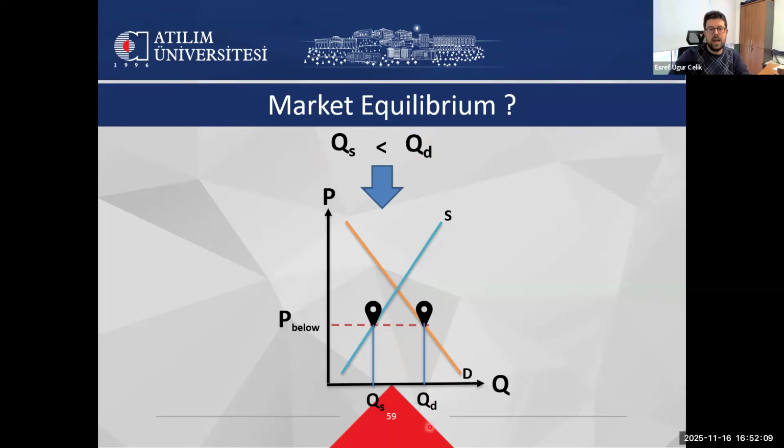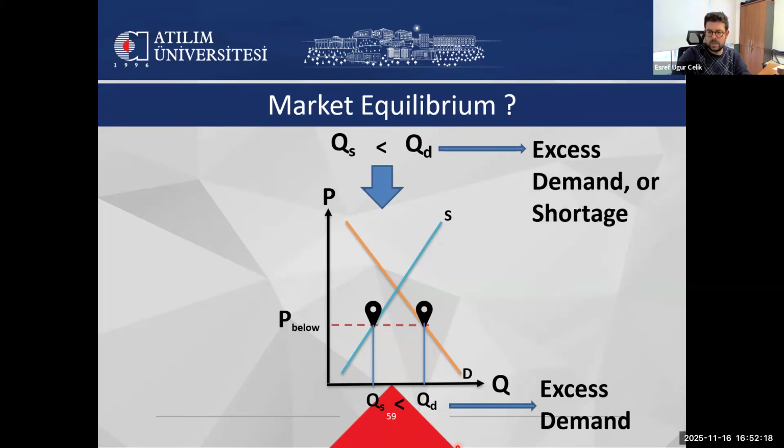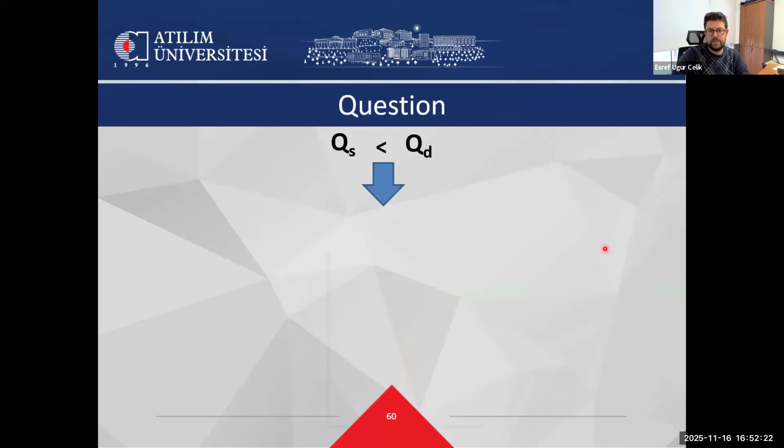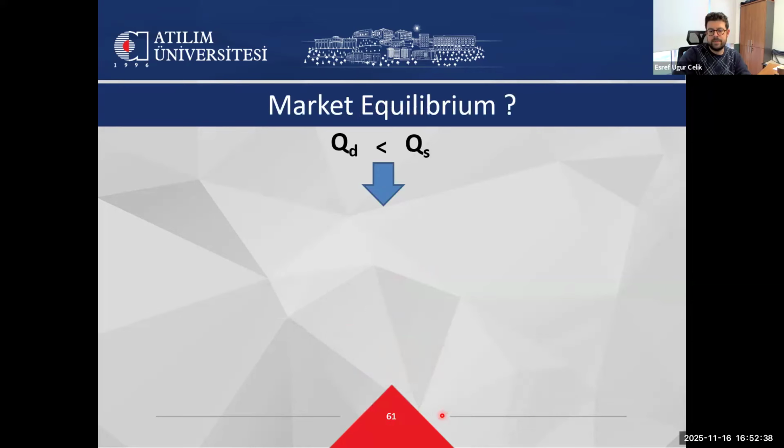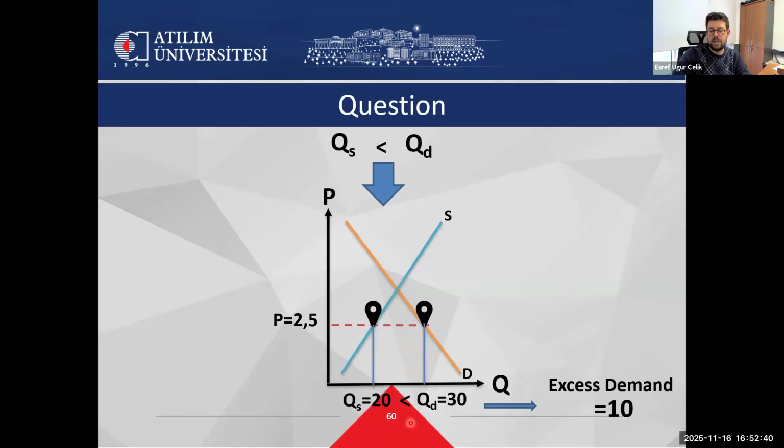That means excess demand, as you see. The demand portion is greater than the quantity supplied. That is called excess demand or shortage. Very easy question. Price is 2.5, quantity supplied 20, quantity demanded 30. So what is the excess demand or shortage? Okay, the difference between those parts.